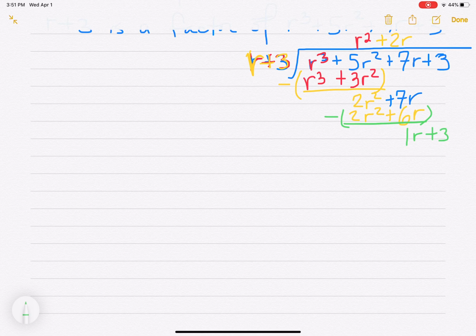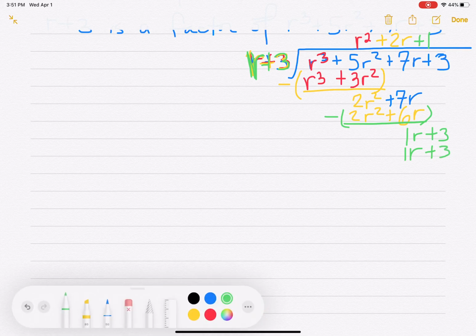Then we're going to ask the all-important question. What can we multiply this r by here in the divisor to get the 1r? Well, positive 1, right? Positive 1 times this r is going to be 1r. And then that positive 1 up top times that positive 3 in the divisor is going to be positive 3, and look at that, we can subtract these.